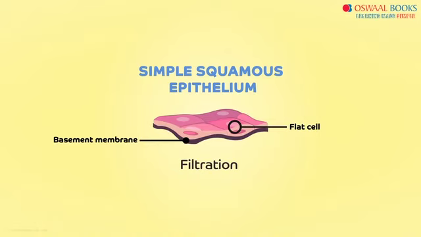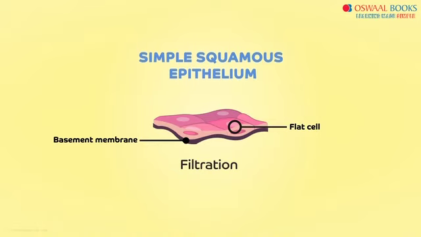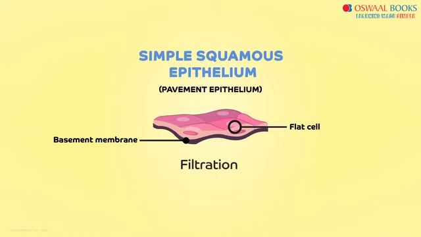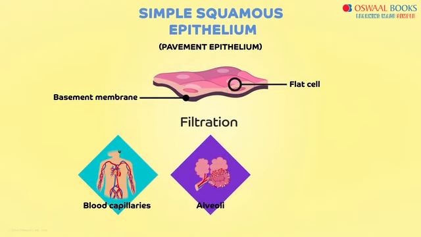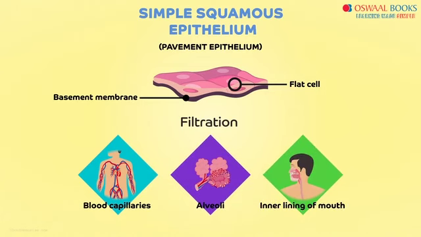These being extremely flat or tile-like are also known as pavement epithelium. Their flat nature itself states their function and locations. Such type is mainly used to transport or precisely diffuse substances across membranes and also perform filtration. Thus, where do you think we will find them? Well, think of the thinnest surfaces in our body, yes. The lining of blood capillaries, the lining of alveoli, and also the inner lining of the mouth.